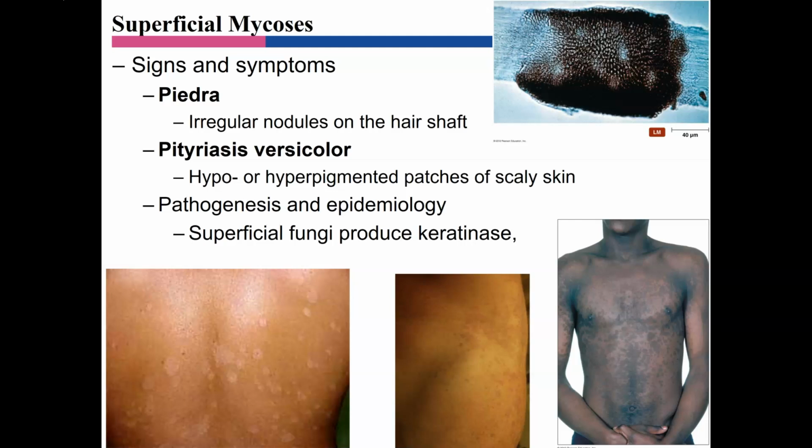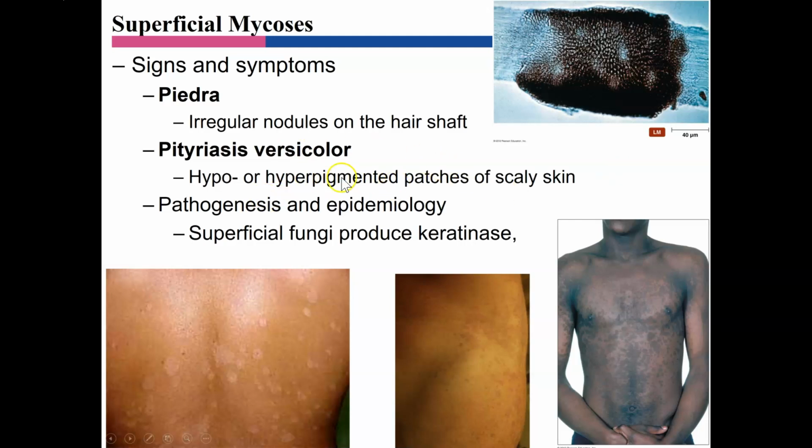The superficial mycoses are shown on this slide. Piedra is just an infection of the hair shaft. You can see here the fungal nodules on the hair shaft. So, nothing more than a cosmetic issue. However, it can be very difficult to get rid of. You might have to cut your hair very short in order to get rid of it. It tends to occur in tropical areas where there's a lot of moisture and humidity in the air.